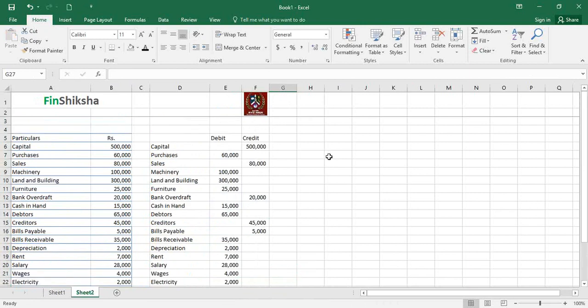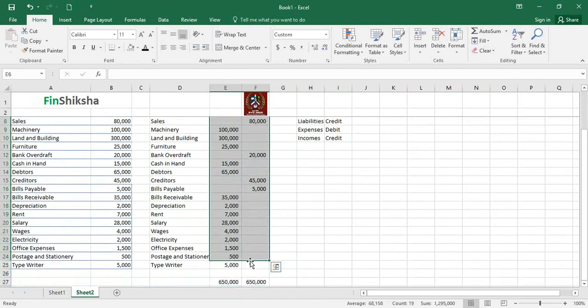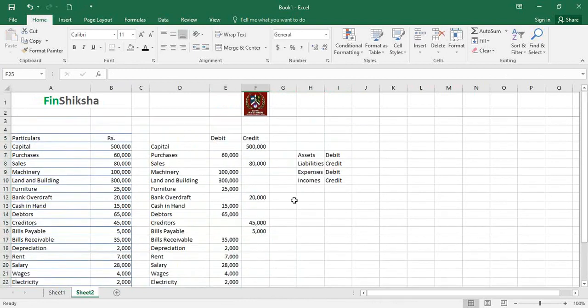So all we need to remember in this entire discussion is assets, debit, liabilities, credit, expenses, debit, incomes, credit. That's all that we need to remember. Once we put all these headers in, we will automatically arrive at a correct kind of a trial balance, right? So that's an example that we wanted to do, short one on trial balance. If you get any such problem, just keep this rule card in your mind.